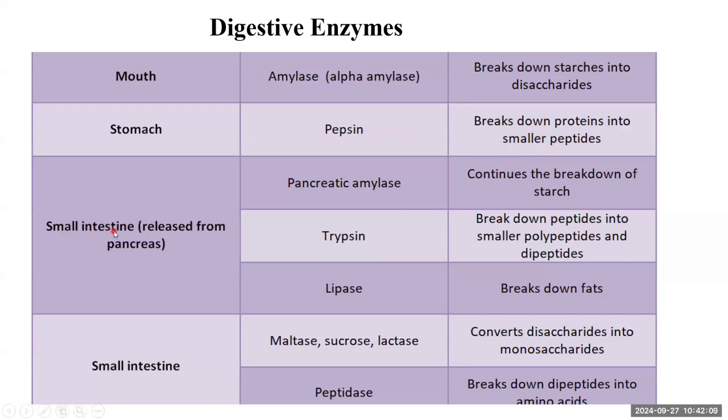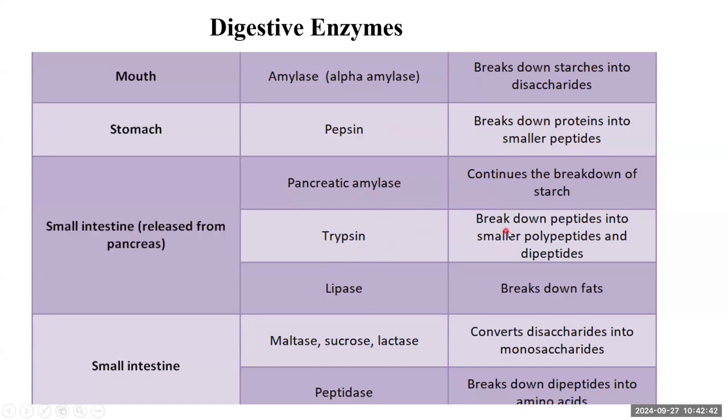So next comes the small intestine. There is an opening from the pancreas, that leaf-like structure I told you about, and different enzymes are released from the pancreas into the small intestine through the opening. Basically, there are pancreatic amylase, trypsin, and lipase. Pancreatic amylase continues the breakdown of starch. This is another enzyme that breaks down starch, which is a type of carbohydrate.